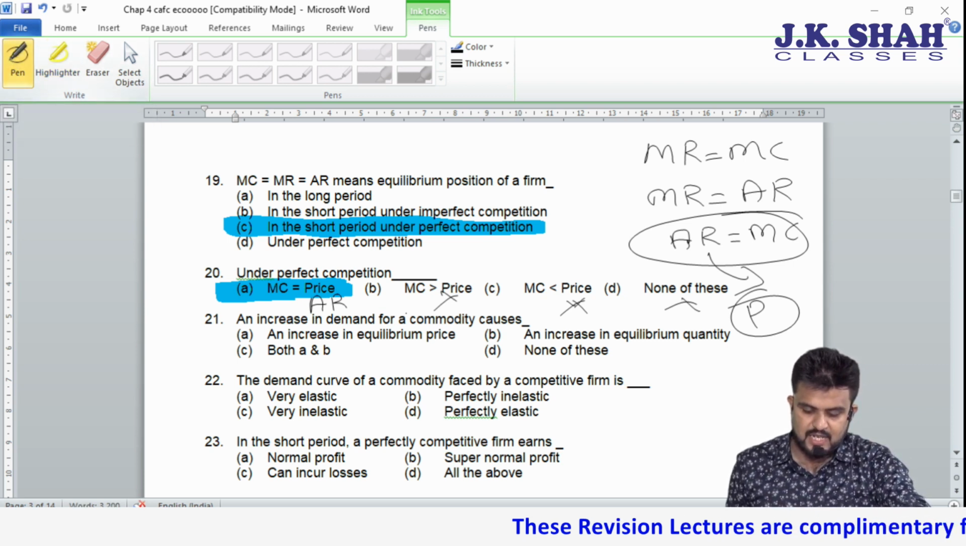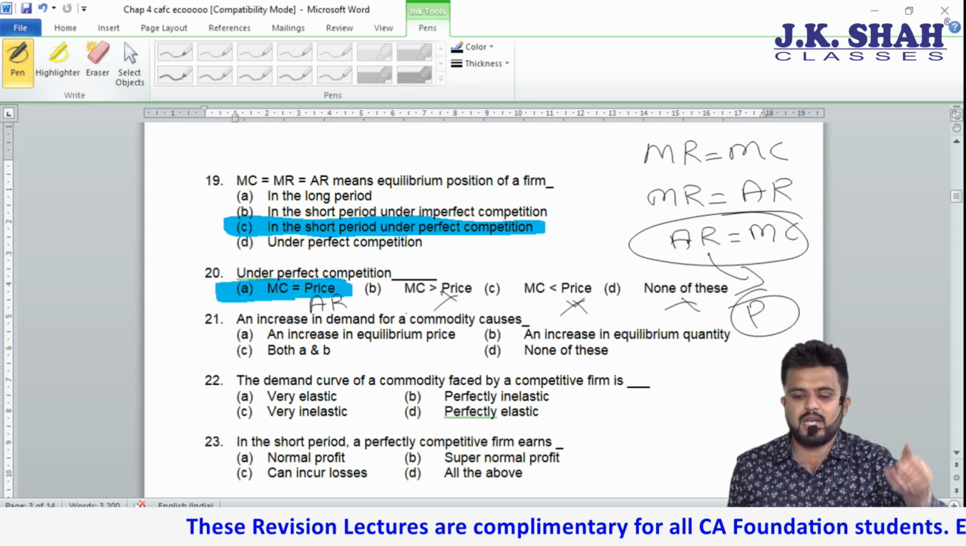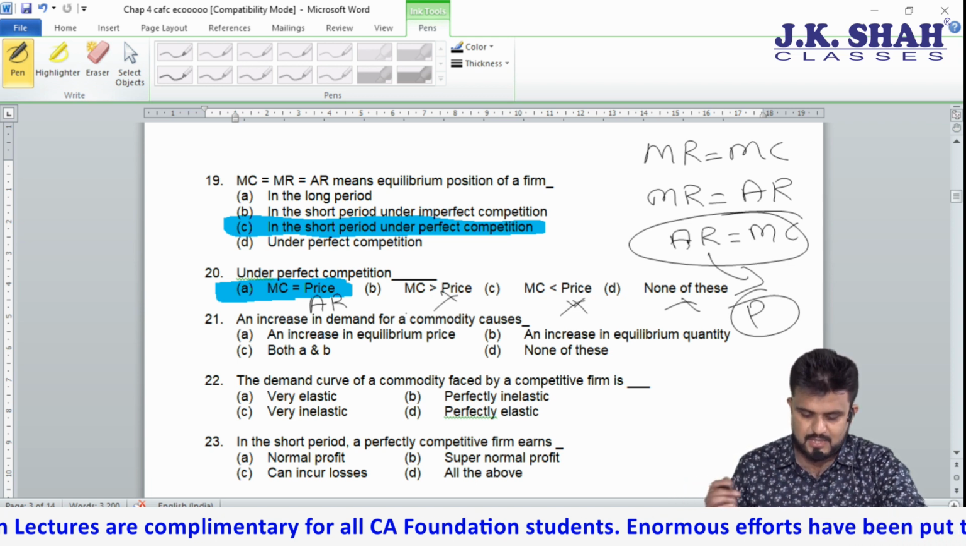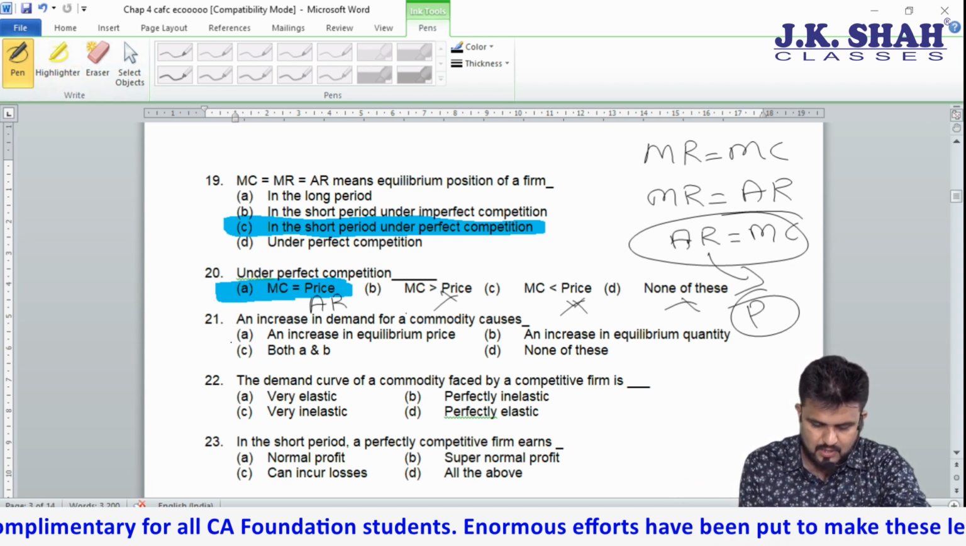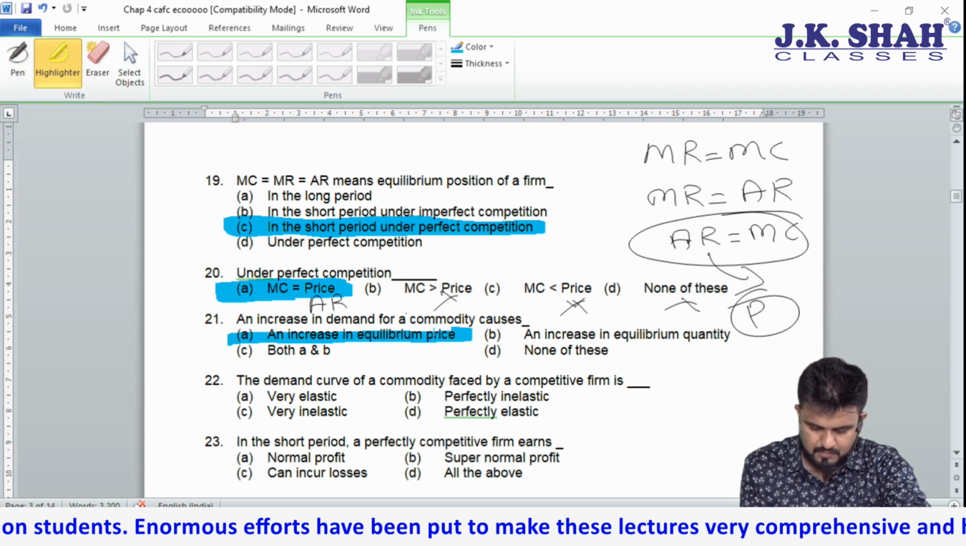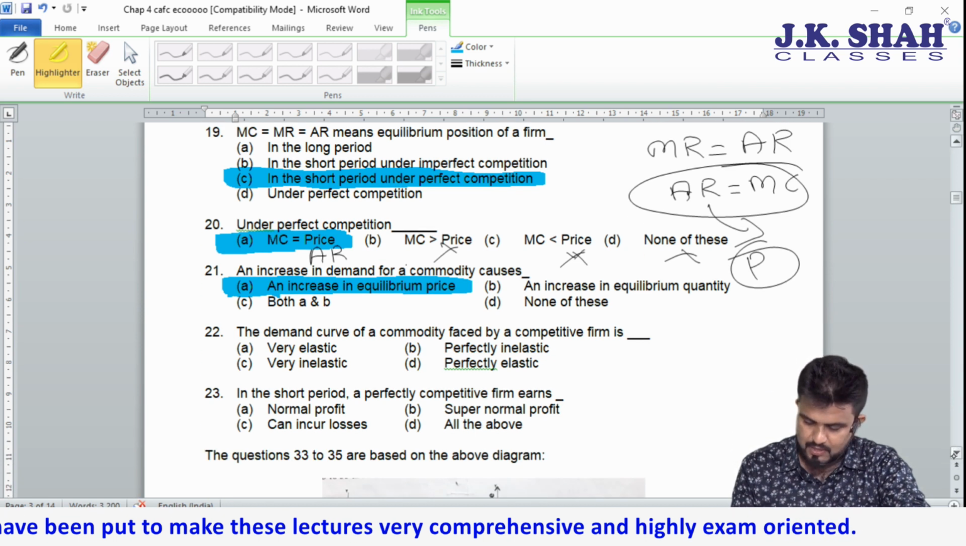Next, an increase in demand for a commodity causes. When demand for a commodity increases, what will happen? There will be an increase in the price. So A is the answer for 21.